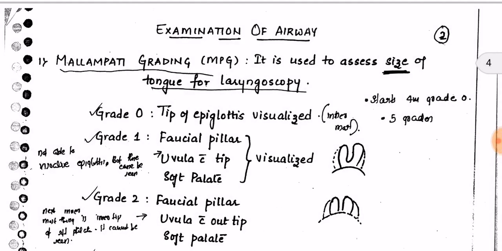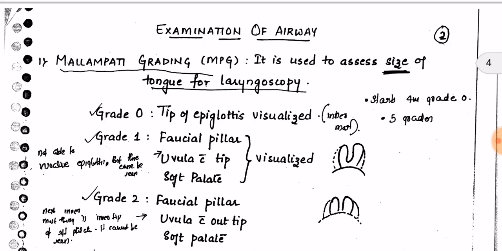It's a very famous grading, you must have studied it in the MBBS course as well. So Malampatti grading is basically used to assess the size of the tongue of the patient for laryngoscopy. The tongue can interfere while doing the procedure, so we have to assess the size of the tongue. So we have 5 grades over here. Don't get confused with grade 4 because grade 4 is the last grade. Don't ever think of it as consisting of only 4 grades. There are 5 grades in all, including grade 0.